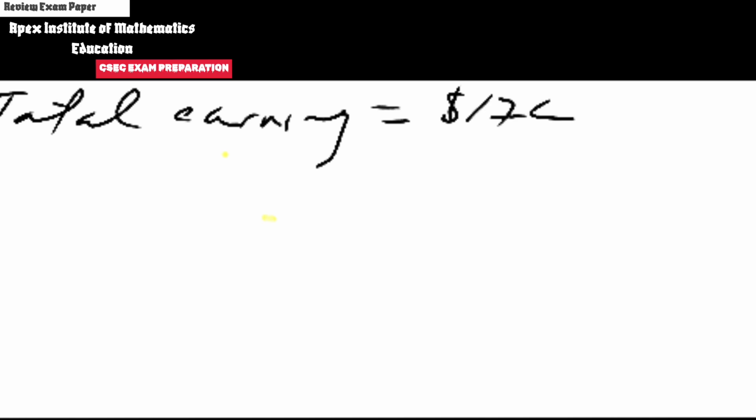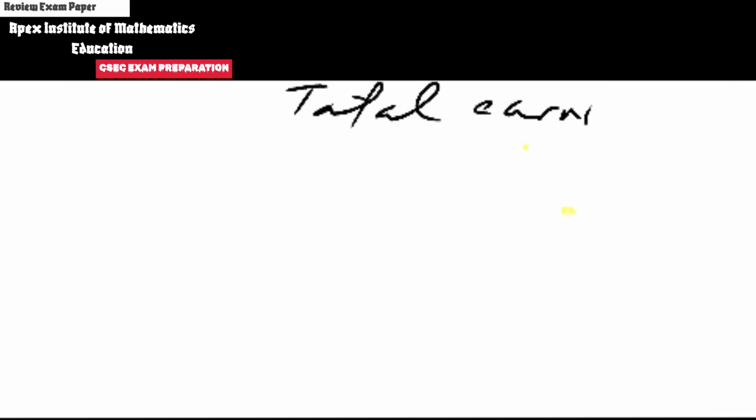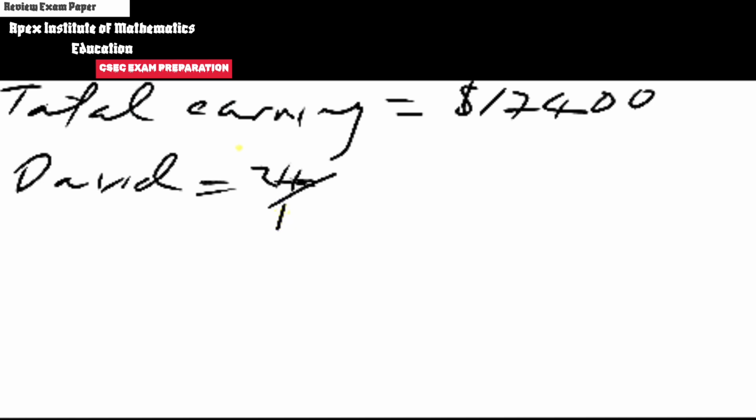And what we are told is that David received 24% of the total earnings. So we need to find David's amount. So we're going to say David is going to be equal to 24 over 100 multiplied by 17,400. That will tell us the exact amount that David received.